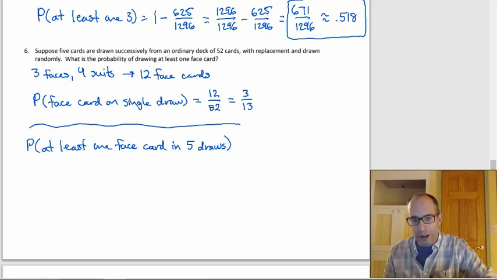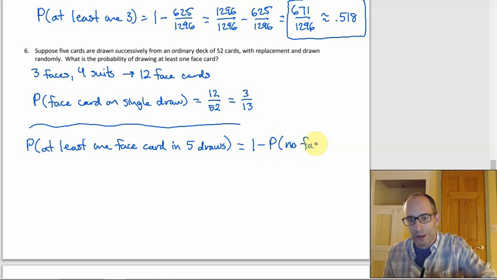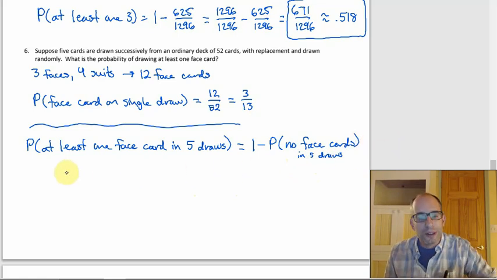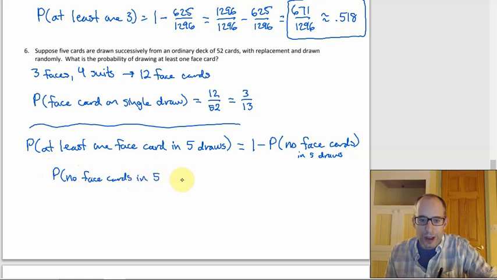So, at least 1, the complement of that is none. And that's going to be way easier. So, 1 minus the probability of no face cards in 5 draws. I don't have enough room to write it left to right. Okay, so then we should figure that out, right? The probability of no face cards in 5 draws.